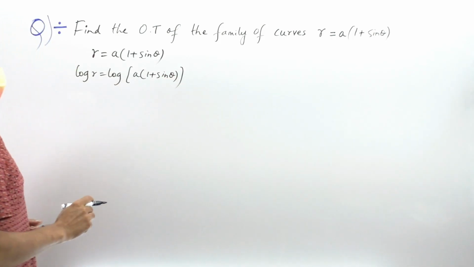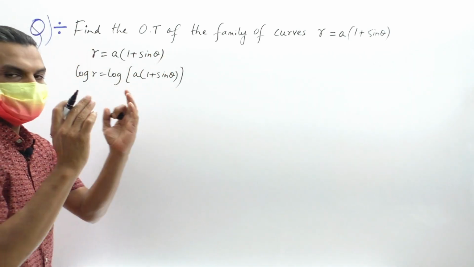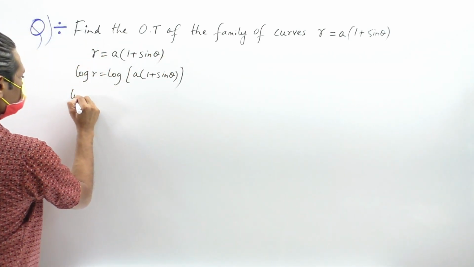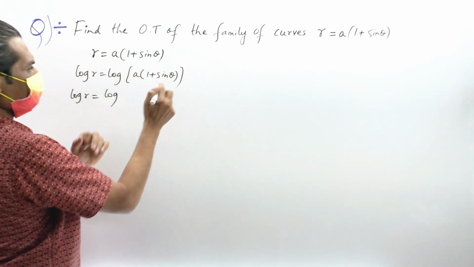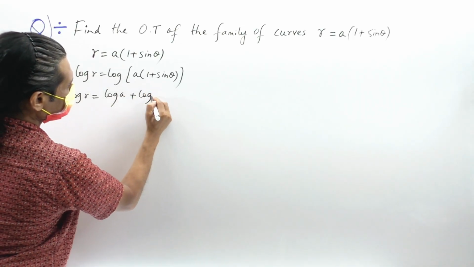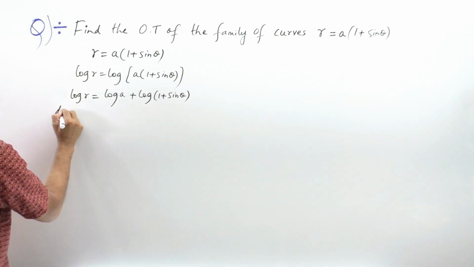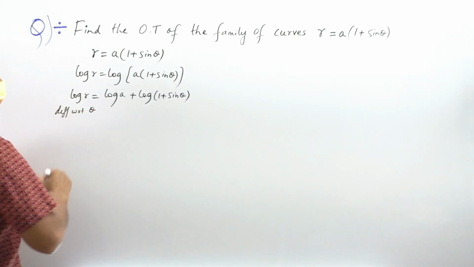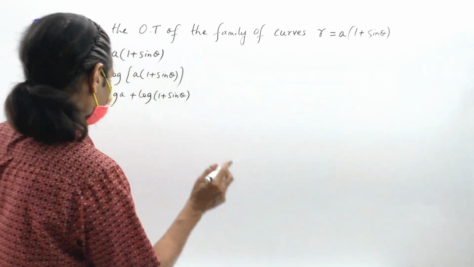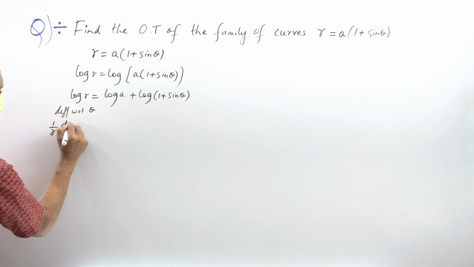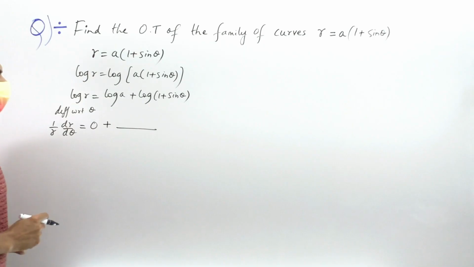So log of r is equal to log, take the whole bracket, a into 1 plus sin theta. Now never open the bracket, please remember it, because inside a bracket is a single function. This is like log of a times b, where b is 1 plus sin theta. So log a plus log of 1 plus sin theta. Am I right? Now, the next step is we differentiate with respect to theta. And always the differentiation of log r is 1 by r dr by d theta. We have 1 by r dr by d theta equals log a is 0 plus, again the chain rule.